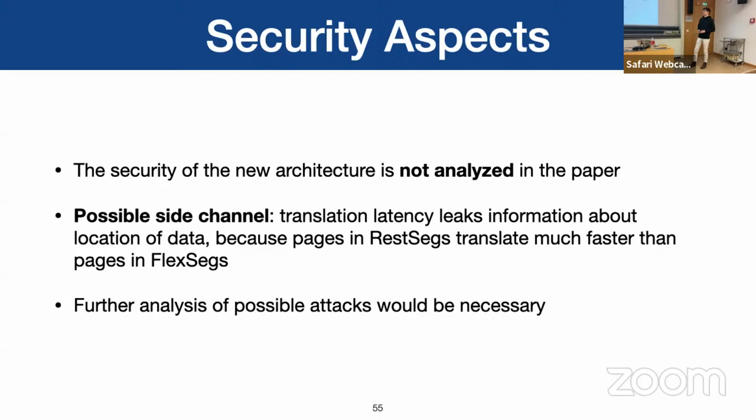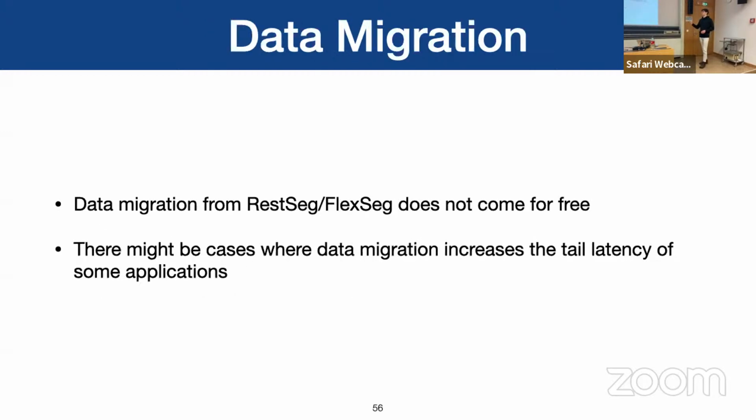Also, another weakness is the security aspects, which haven't been analyzed in the paper. Utopia opens up a possible side channel, which is the translation latency, that now leaks information about the location of data, because restrictive segments perform much faster address translation. So an attacker could actually use this side channel to infer information about where data lies.